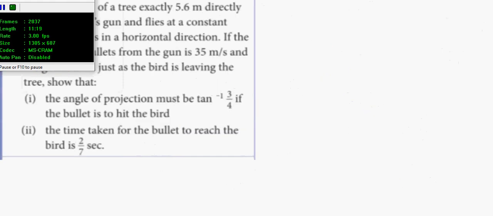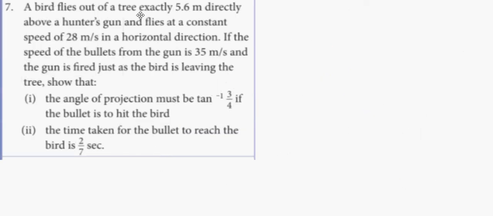Okay. A bird flies over a tree exactly 4.6 meters directly above a hunter's gun and flies at a constant speed of 28 meters per second in a horizontal direction. If the speed of the bullets from the gun is 35 meters per second and the gun is fired just as the bird is leaving the tree, show that the angle of projection must be tan inverse 3 over 4 if the bullet is to hit the bird.